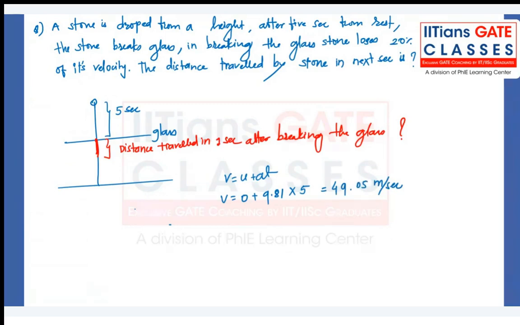This is the velocity, and what will be the velocity just after breaking the glass? Let's call it u1. That will be equal to 49.05 multiplied by 0.8, which should be 39.24, something like this. And this will be the initial velocity for the next motion of 1 second, right?